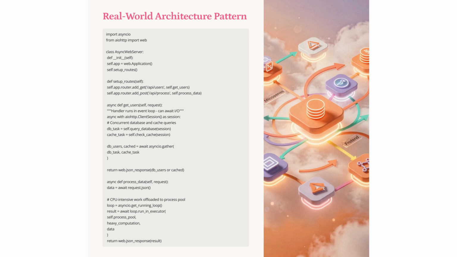In this architecture, the async web server leverages asyncio and aiohttp for efficient I/O operations. The get_users handler concurrently queries the database and cache, optimizing response times. For CPU-intensive tasks, process_data offloads work to a process pool, ensuring the event loop remains responsive. This pattern exemplifies effective use of async for scalable web applications.